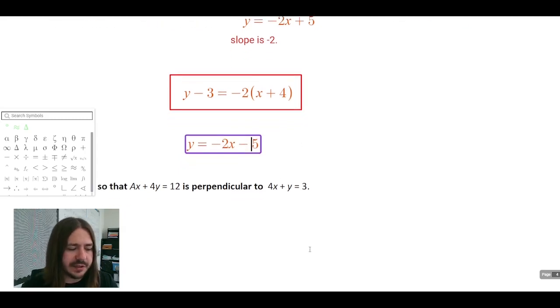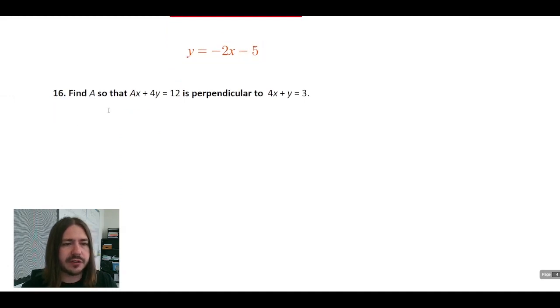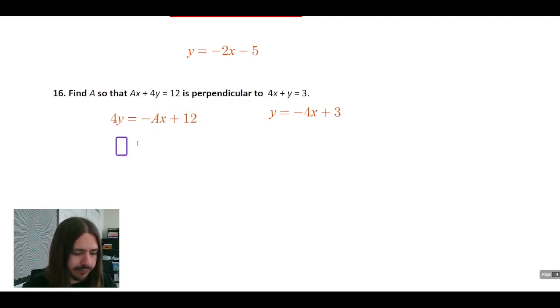All right, number 16, it says find a. Oh, this one's a little tricky. So that ax plus 4y equals 12 is perpendicular to 4x plus y equals 3. Before we start messing with these, let's put them into slope-intercept form so we can start talking about the slopes a little easier. So for this one, I'm going to subtract 4x from both sides. And for this one, I'm going to subtract ax from both sides. I'm going to need to do one more little step here, and that is to divide everything by 4. So we get negative a over 4 x plus 12 divided by 4 is 3.